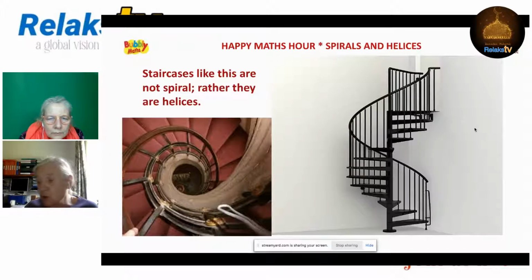If it was a straight staircase, it would be like a ladder going up the tower. But because it goes round and round and round, you have lots of steps, and each one is just a small step as you go up.